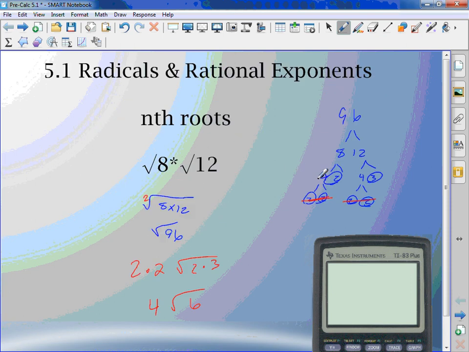Back here, the square root of 8 times the square root of 12 is not 96. The square roots did not cancel each other out. But if this was the square root of 8 times the square root of 8, my answer would be 8, because 8 times 8 is 64. Square root of 64 is 8.